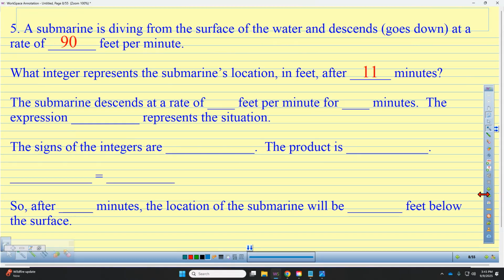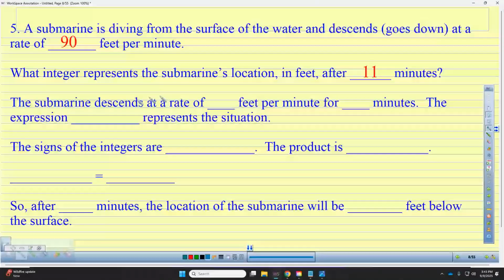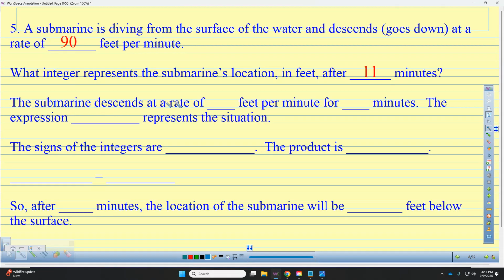So what I'd like you to do is to try to fill in the information. What goes where? How would we represent this? So since we're going down and the rate, we need to represent this as an integer. So if we're going down, usually in math, we represent that as a negative 90. And I'm going to switch back to red just so it is uniform. And we're going for 11 minutes.